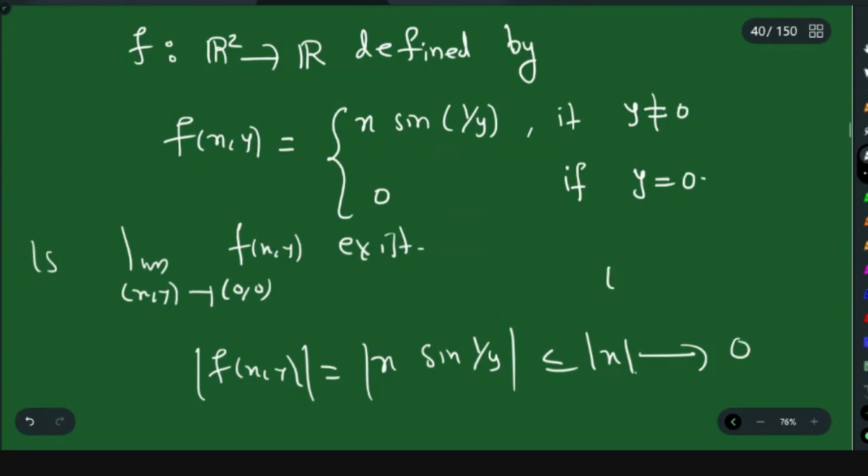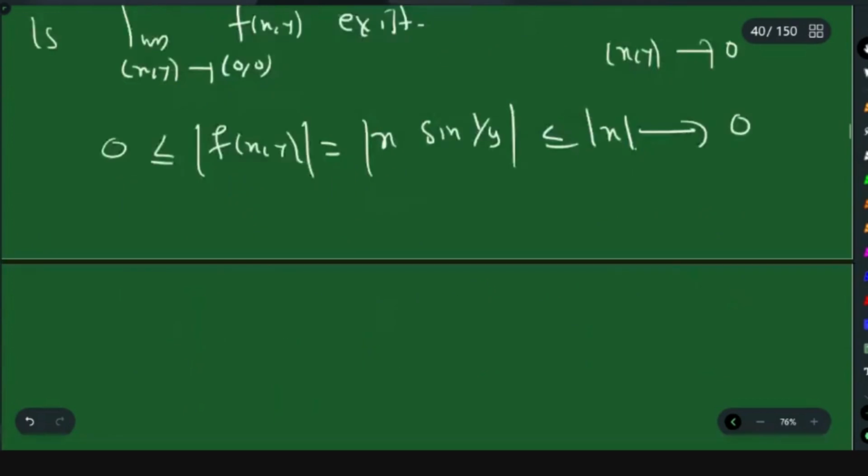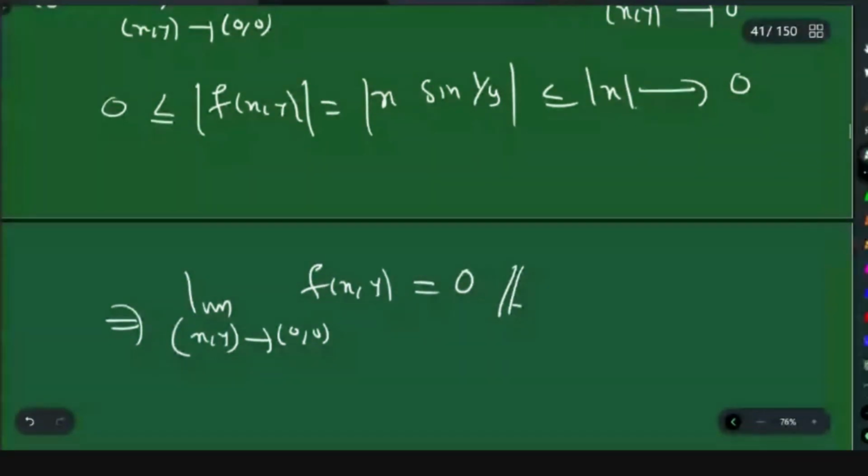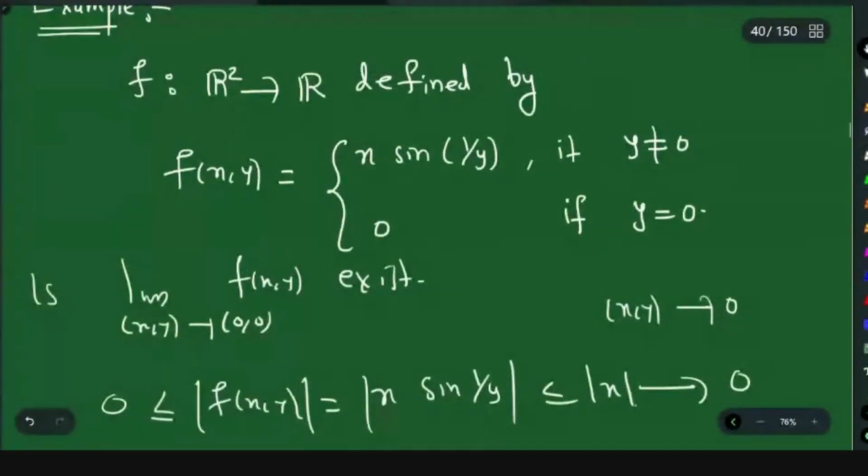As xy is going to 0, 0, x goes to 0, so mod x goes to 0. But here you have it always greater than or equal to 0, so the in-between value should go to 0. This implies the limit as xy tends to 0, 0 of f of xy is exactly equal to 0. That is your f of 0, 0. So the limit exists, and in fact this is a continuous function, because when y is 0, you get 0 only. So f of 0, 0 is 0 here.